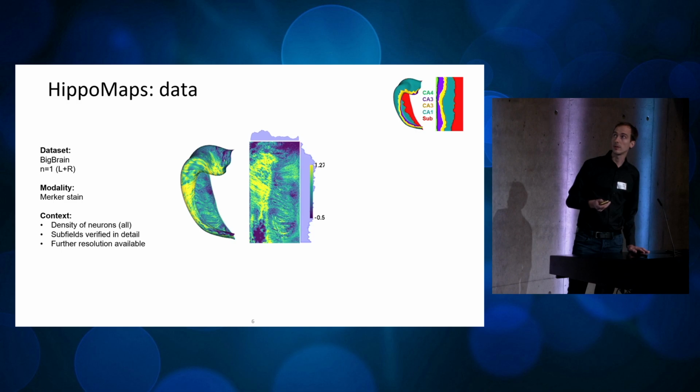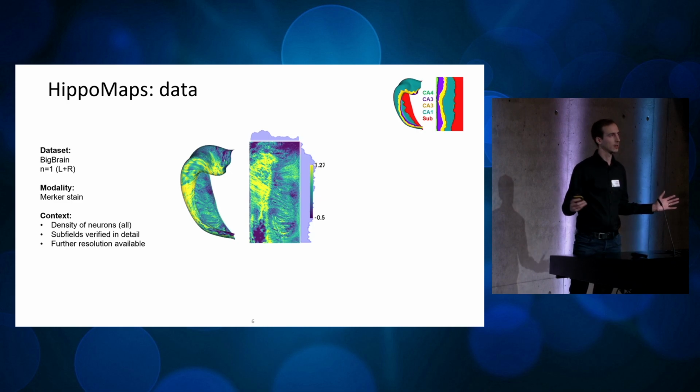And here I just wanted to show the BigBrain Merker staining. So this is average across the left and right. And of course, it has a lot of nice properties. So there's way more resolution available, as Alejandro was talking about earlier today. And so there's a lot of cool stuff that we can do with that. But I want to, in this project, go really wide and talk about integrating lots of data from different sources.